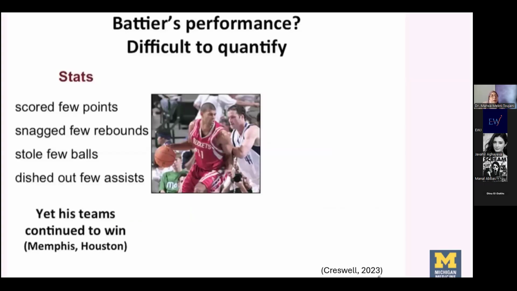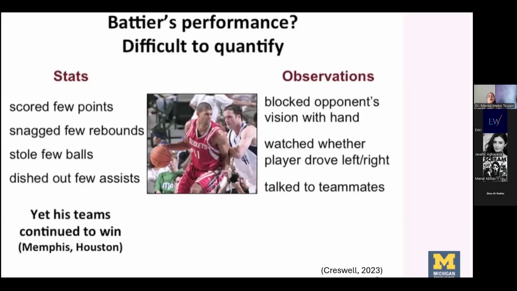So people trying to understand the success of Shane Battier looked at statistics. They saw that he scored few points, snagged few rebounds, stole few balls, dished out few assists. So according to statistics, this basketball player is not a genius one, yet his teams managed to win. So they started to dig deeper into the profile of Shane Battier, and they started observing what he was doing in the playground. They found out that he blocked opponents' vision with his hand, watched whether a player drove left or right, and he always talked to teammates, probably to encourage them.